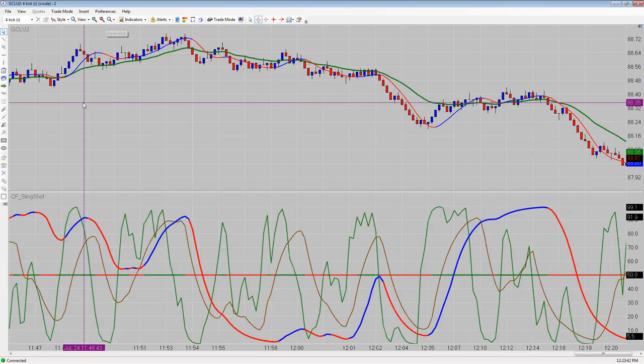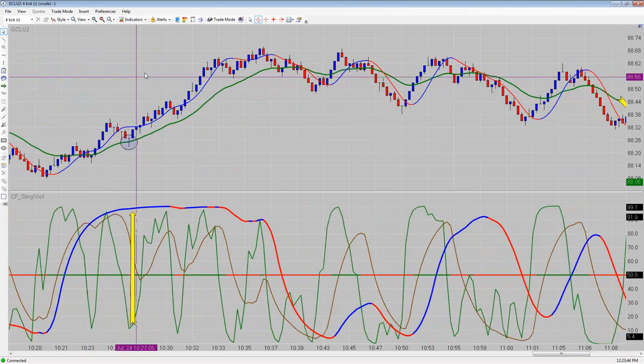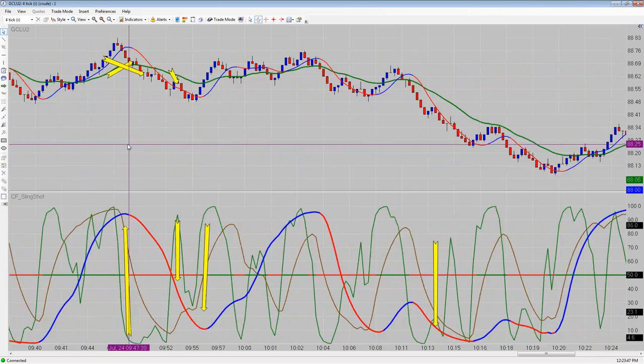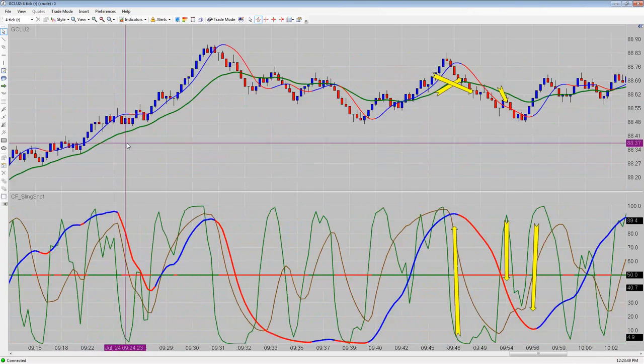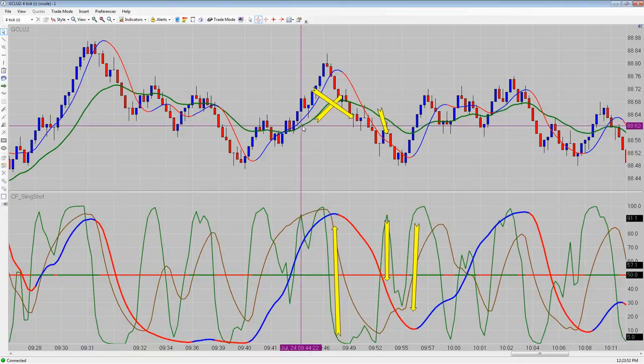Now, there were a bunch of trades that set up in the morning. All the little circle areas that you see here are trades that actually set up that I either took or didn't take. All the ones with the yellow arrows are trades that I did take.